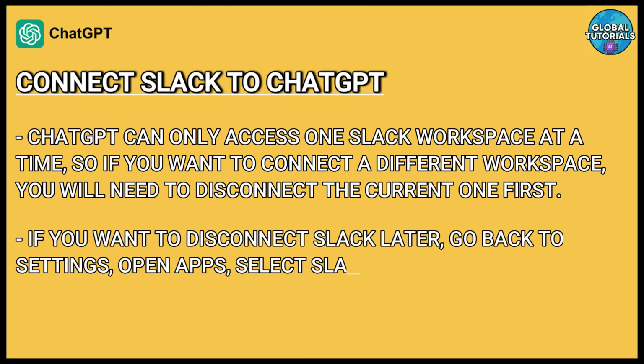If you want to disconnect Slack later, go back to Settings, open Apps, select Slack, and click Disconnect.